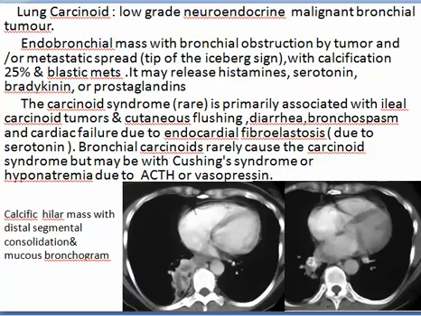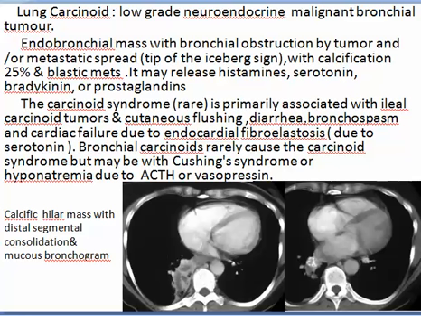Lung carcinoid. Carcinoid is a small, low-grade neuroendocrine malignant bronchial tumor, which presents with bronchial obstruction and calcification. It is functioning, meaning it releases histamine, serotonin, bradykinin, prostaglandin.